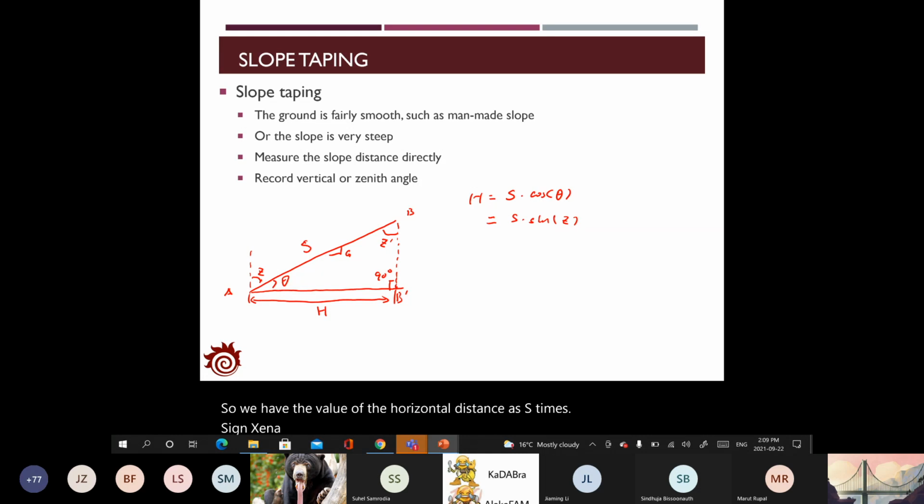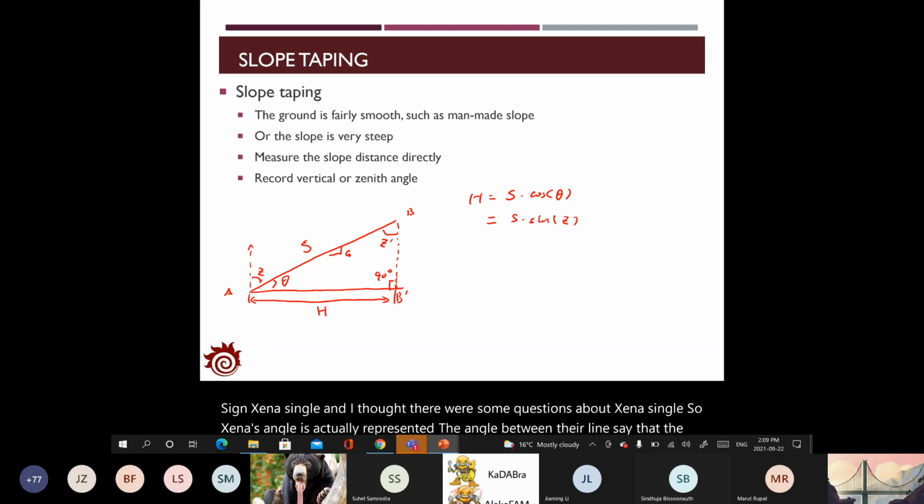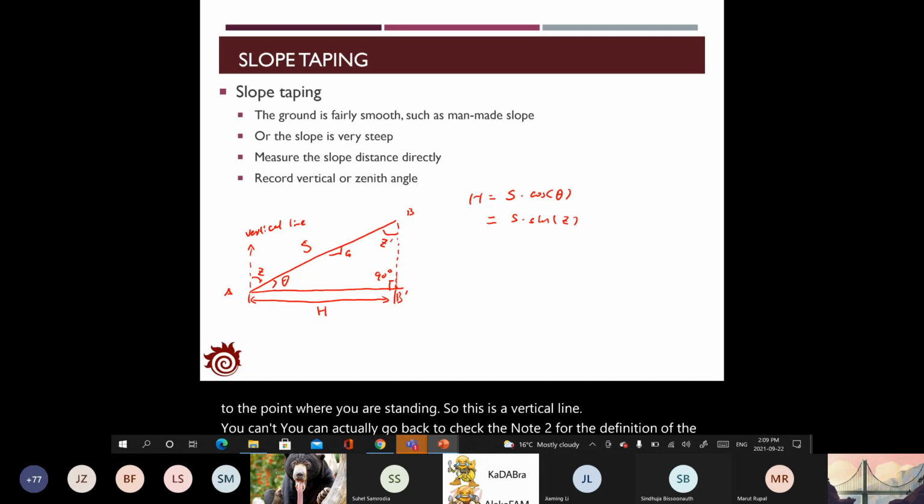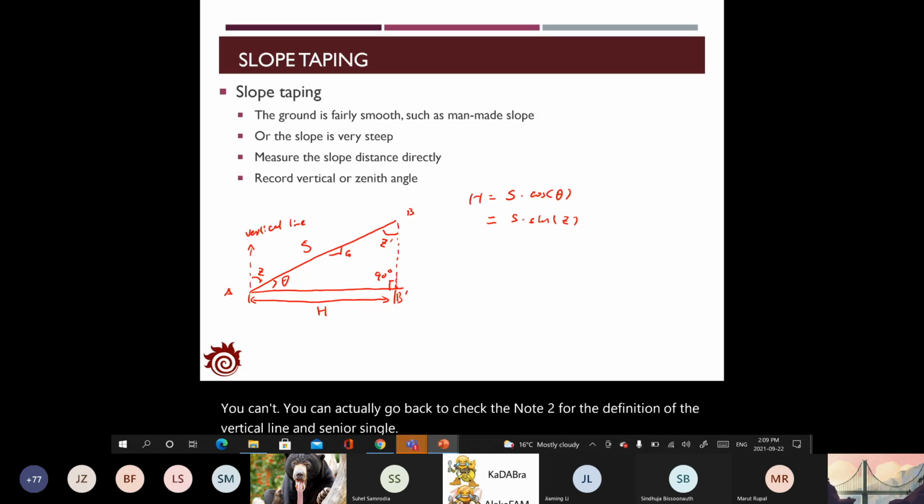And I saw there are some questions about the zenith angle. So the zenith angle actually represents the angle between the line, say A to B, and the vertical line. And the vertical line is the line which is perpendicular to the point where you are standing. So this is a vertical line. You can actually go back to check Note 2 for the definition of the vertical line and zenith angle. So this is the way for you to find out the horizontal distance between A and B.